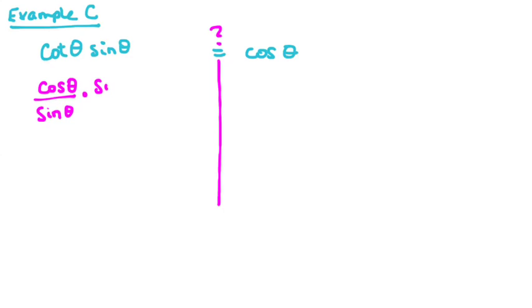And then sine theta, we're just going to keep that, but I'm going to write it over 1 so that my fractions are lined up. So cosine theta over sine theta times sine theta over 1. I notice that I have sine theta on the top and the bottom, and those can divide out. And when I do that, I am left with cosine theta, which is equal to, it's the same as what I have on the other side.